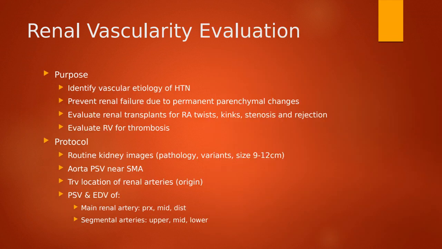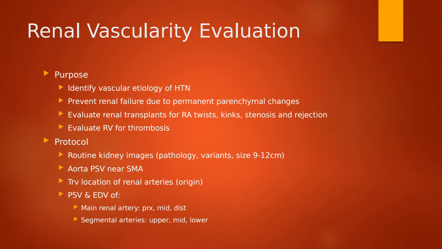So how do we evaluate a renal artery stenosis or the vascularity of that kidney in a patient? So like we said, the main purpose of performing this arterial Doppler exam is to find a potential cause of hypertension, specifically uncontrolled hypertension. It's also to prevent renal failure due to any kind of permanent changes in that functional tissue. So if a patient has any kind of kidney disease, we want to make sure that we're evaluating the severity of it so that we can help that patient prolong the longevity or the lifespan of that kidney.